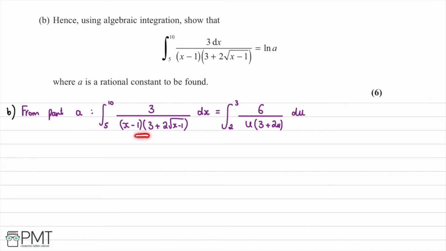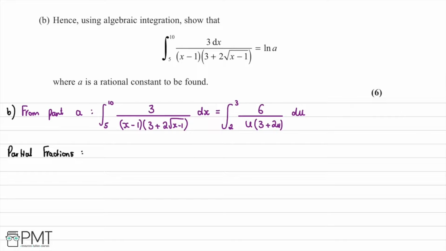So we have that this integral is equal to the integral of 6 over u, lots of 3 plus 2u, integrated with respect to u, with the limits from 2 to 3. So this is a good first step. So the next step for us is going to be to make use of partial fractions. So we'll just write this down here. So we have partial fractions.